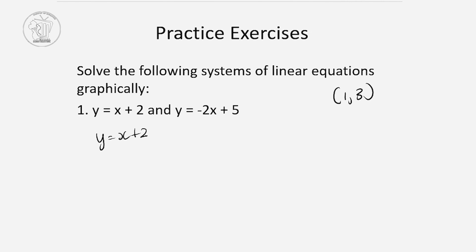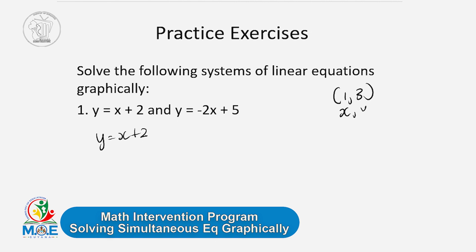So we substitute the 1 for the x, because we know the 1 is x and the y is 3. So we substitute the 1 for the x and the 3 for the y. So the 3 is equal to 1 plus 2. So 3 is equal to 1 plus 2, which gives you 3. So we see that satisfies.